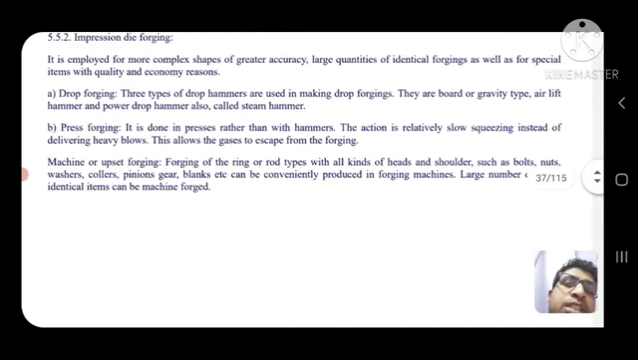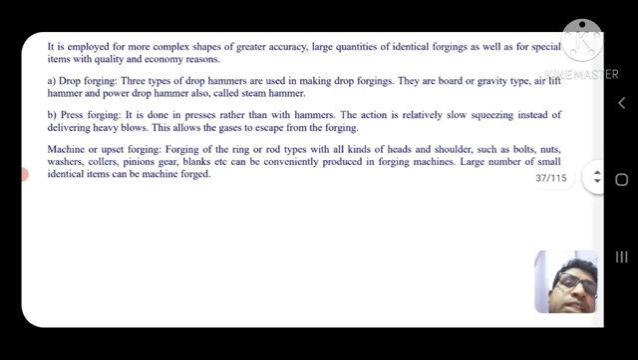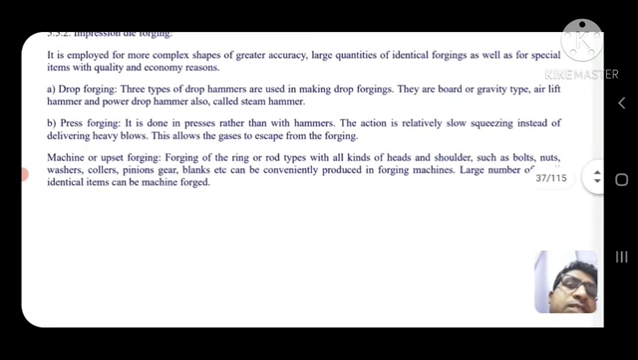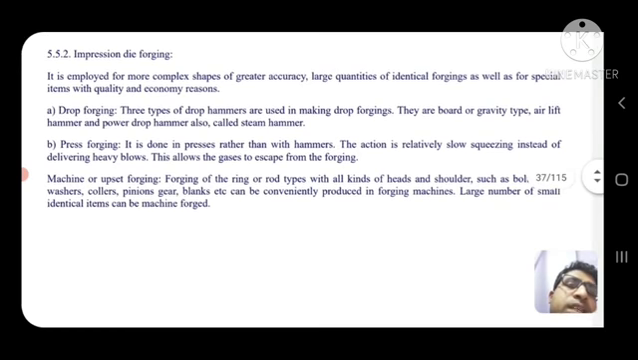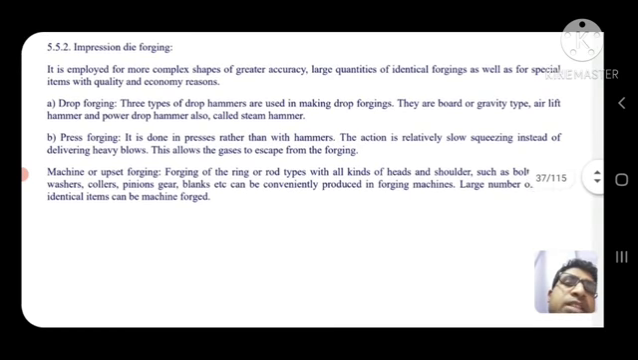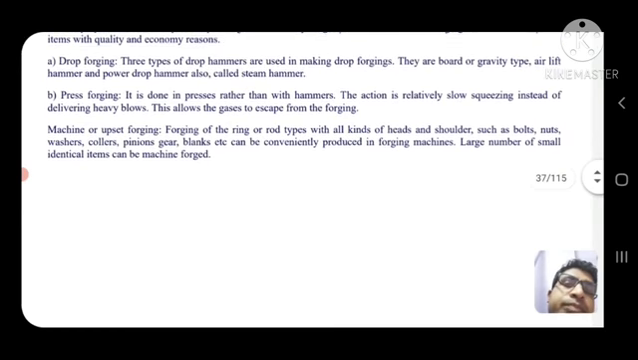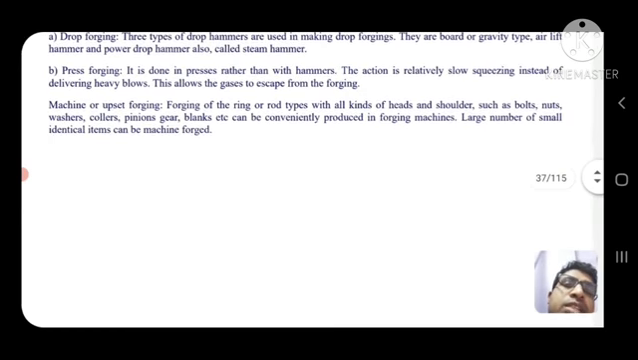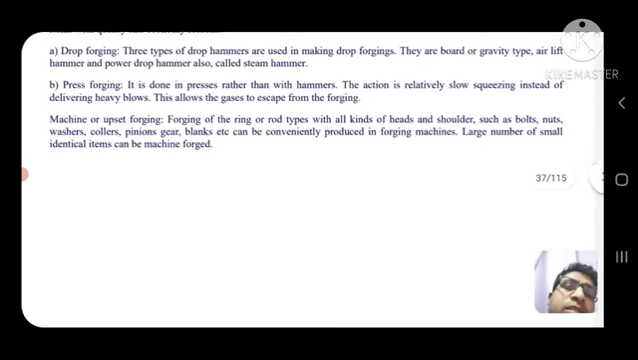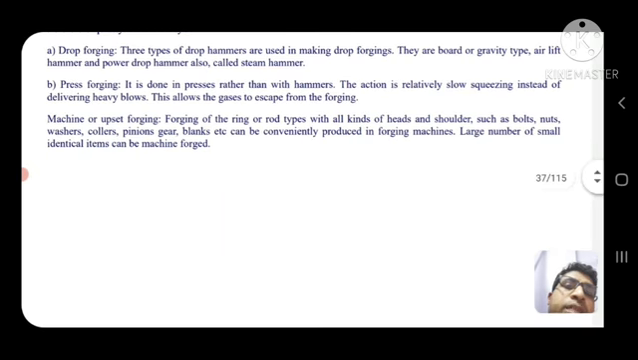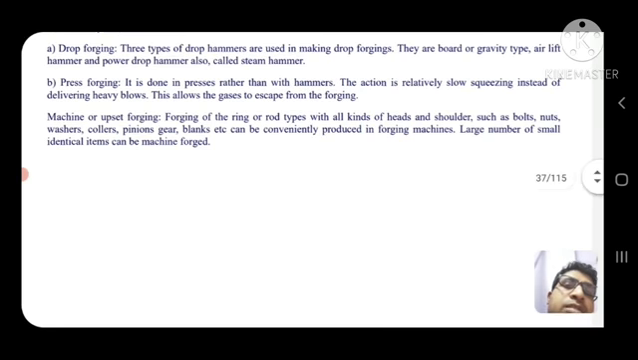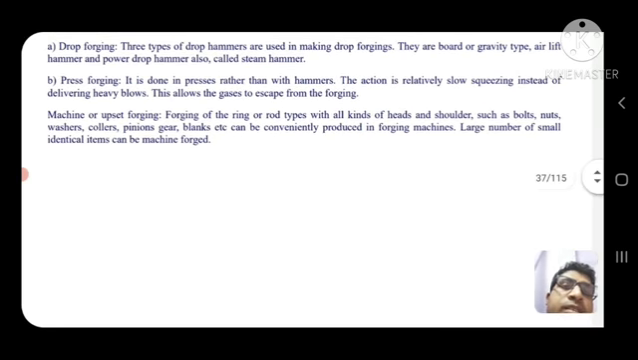Impression die forging is employed for more complex shapes of greater accuracy, large quantities of identical forgings, as well as special items for quality and economy reasons. Drop forging. Three types of drop hammers are used in making drop forgings. They are the board or gravity type, the air lift hammer and the power drop hammer, also called the steam hammer.